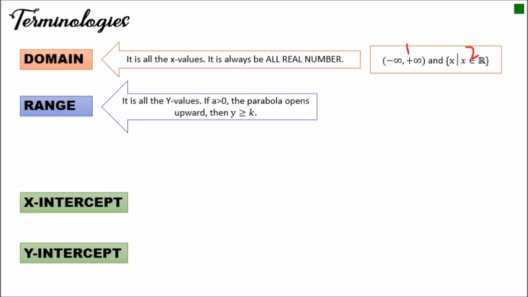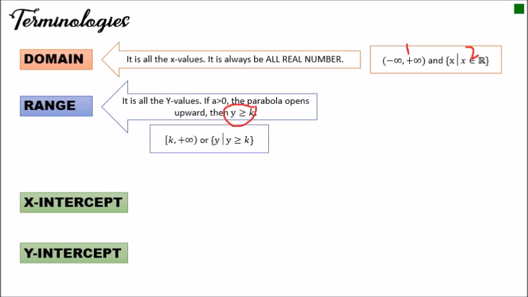So if a is greater than 0, the parabola opens upward, then y is greater than or equal to the value of your k. So, itong range, madali itong hanapin kapag ang ating function ay naka-vertex form. Pero kapag hindi siya naka-vertex form, kailangan pa nating ma-identify yung value ng k. So, ulit, kapag ang iyong a ay greater than 0, ang gagamitin natin is y is greater than or equal to k. Ayan ha. May example ako niyan later.